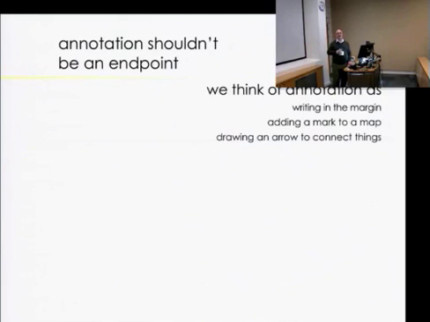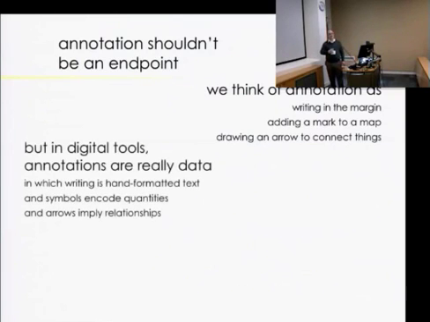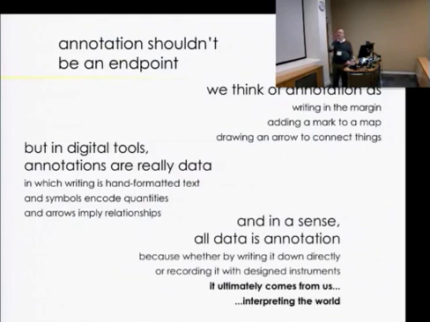We work so hard to get things into data and to be able to work with them in the first place. Let's not build our tools so that some of the capabilities are such that we immediately exit digital capabilities. In our tools, annotations are really data. When we write something, it's hand-formatted text. Symbols that we draw are actually showing quantities, arrows imply relationships, and so on. Let's find a way to make sure that when we're annotating, those things are actually being injected into the data.